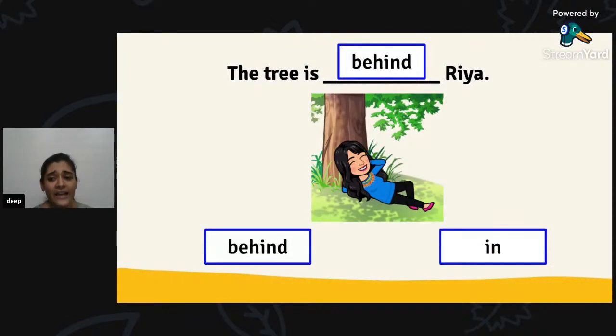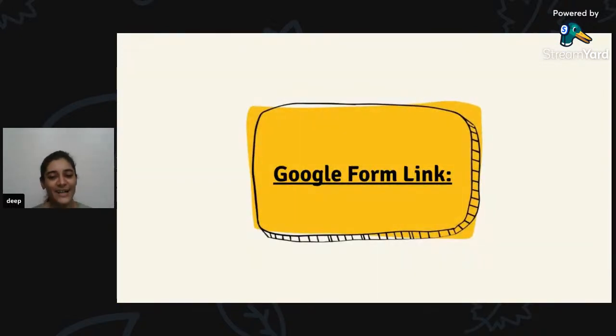Now, it's time for us to revise what we have learned in our today's session. So, I have pasted the Google Form link in the chat box below. You will open the form, write your name, your school's name, then choose the correct answer, and then submit the form. I'll repeat. You can click on the link, open the Google Form, write down your name, your school's name, choose the correct answer, and submit it.